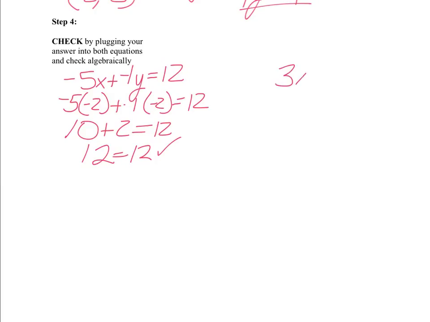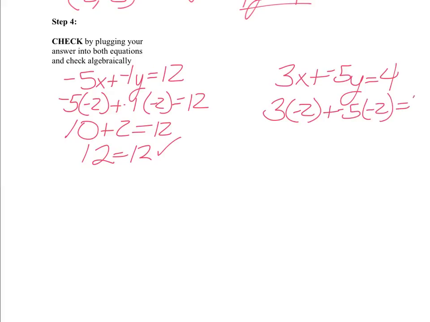My second equation was 3x plus negative 5y equals 4. 3 times negative 2 plus negative 5 times negative 2 equals 4. Negative 6 plus positive 10 needs to equal 4. 4 equals 4. And my answer checks. And that's pretty much the new piece today.